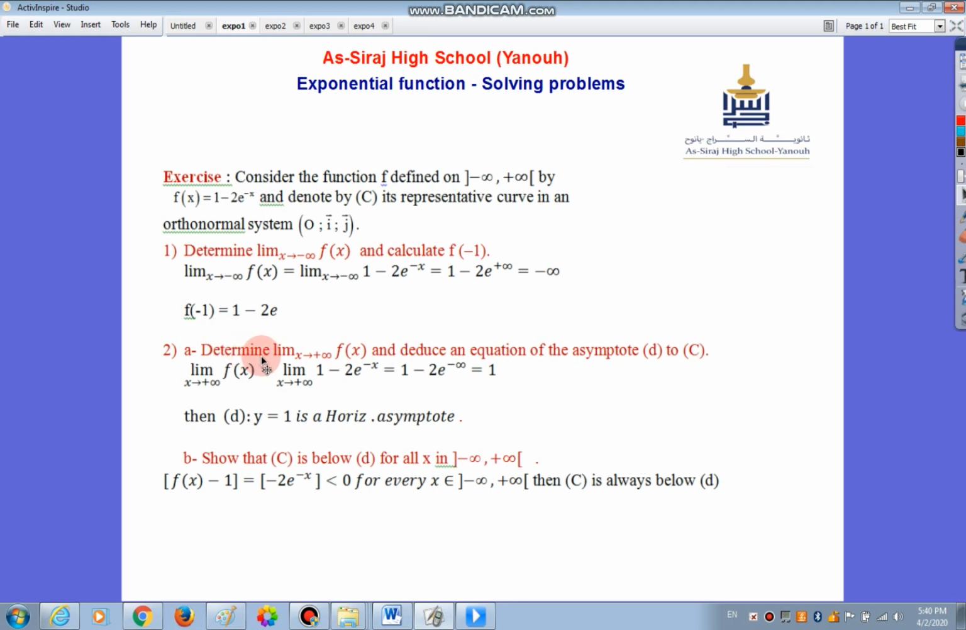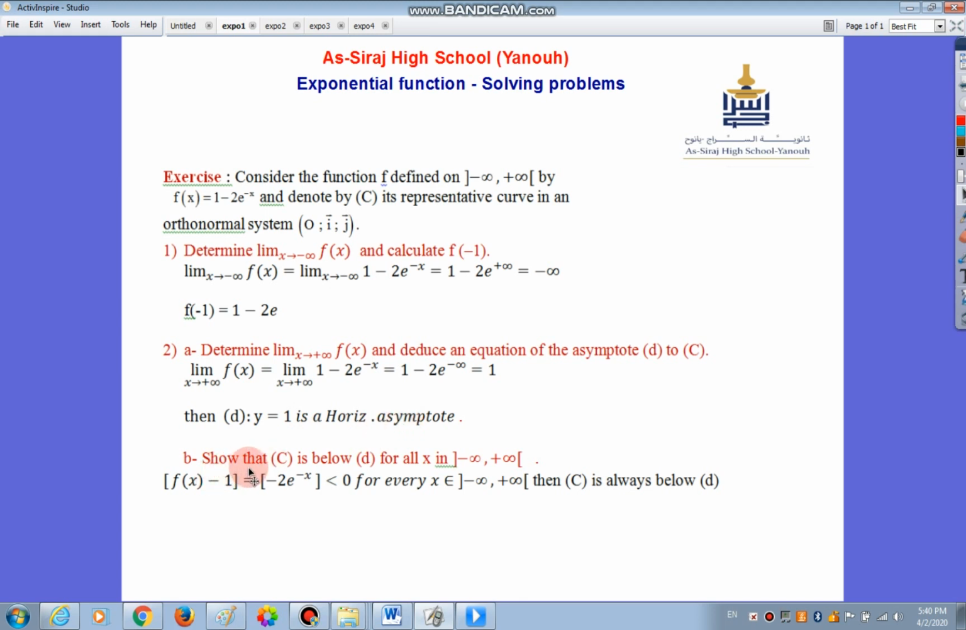Second part. Determine the limit of f(x) as x tends to plus infinity and deduce an equation of the asymptote D to C. The limit of f(x) as x tends to plus infinity is equal to the limit of 1 minus 2e power minus x. Substitute x by plus infinity. It will be 1 minus 2e power minus infinity. E power minus infinity is 0, as you know from the previous lesson. So 0 times minus 2 is 0, plus 1 is 1. Then, when the limit of f(x) as x tends to plus infinity is equal to 1, this means that y equals 1 is a horizontal asymptote to the curve C.